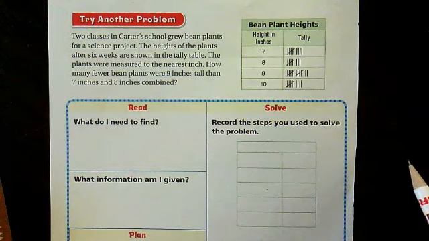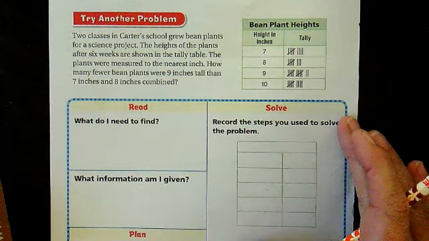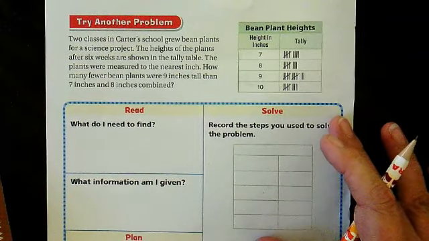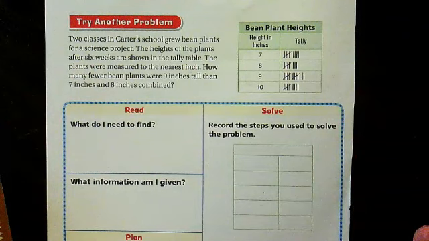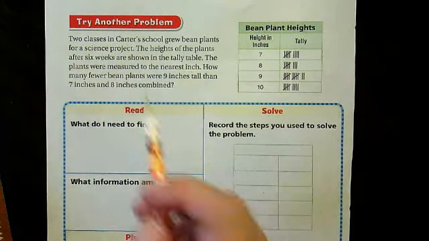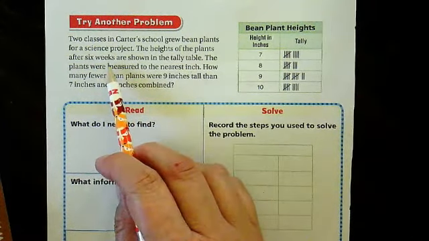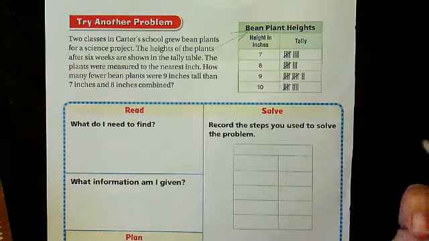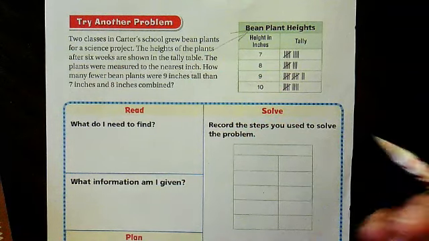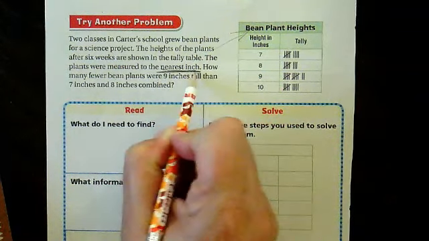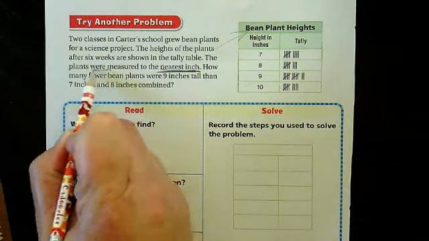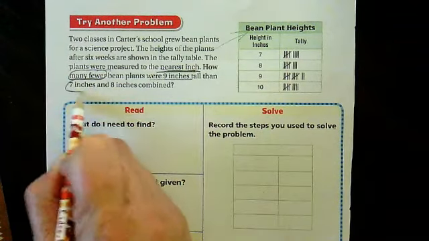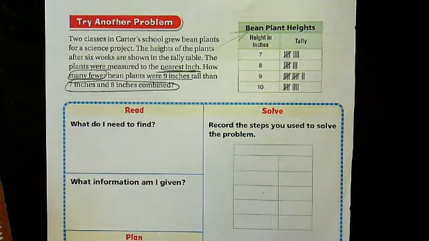Wow, that's a lot of information. I'm going to read it one more time. 2 classes in Carter's school grew bean plants for a science project. Okay, that's good to know, but it doesn't really give me anything useful as far as solving a problem. The heights of the plants after 6 weeks are shown in the tally table. Well, that tells me what I'm going to be looking at over here. That's important. The plants were measured to the nearest inch. How many fewer bean plants were 9 inches tall than 7 and 8 inches combined?